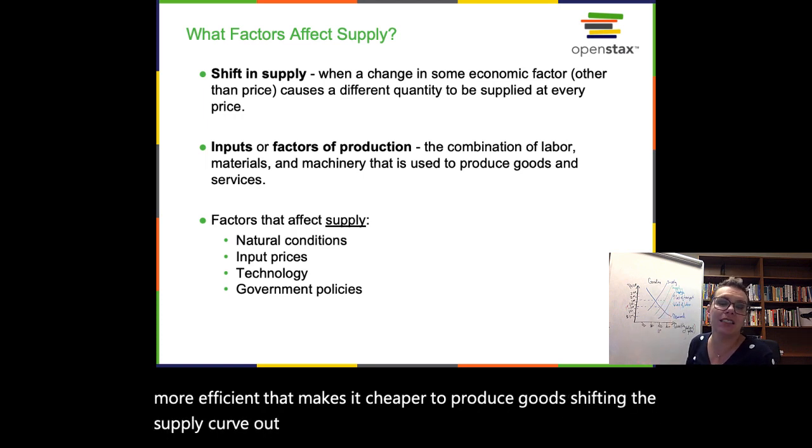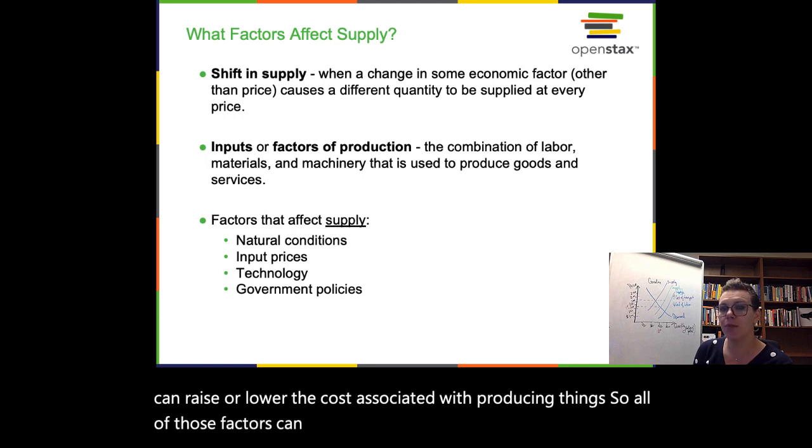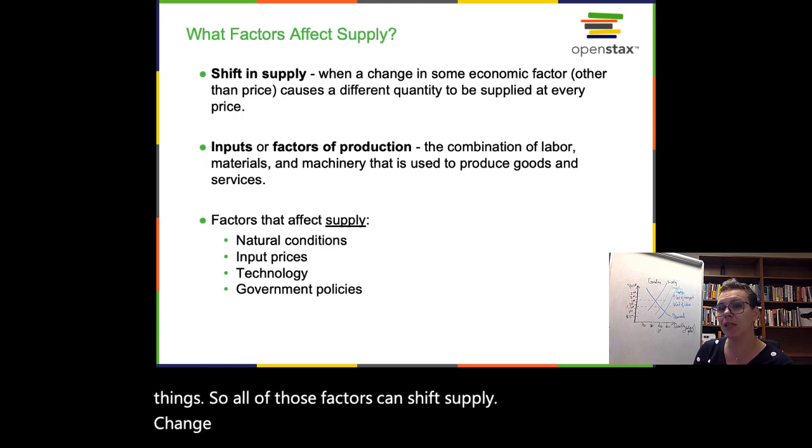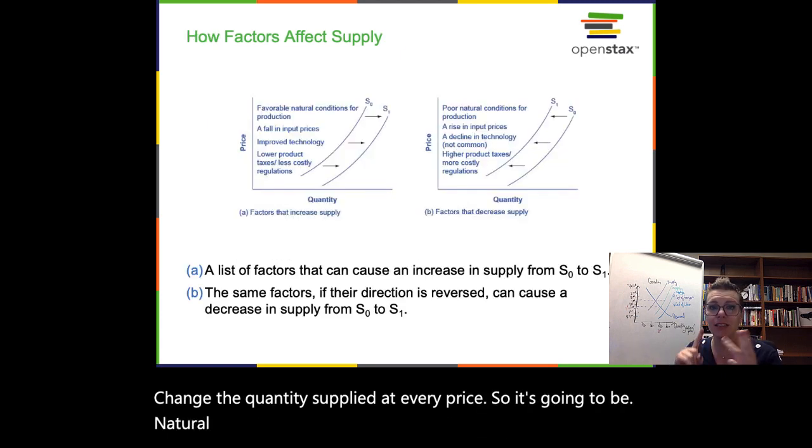And then government policies like regulations can raise or lower the cost associated with producing things. So all of those factors can shift supply, change the quantity supplied at every price. So it's going to be natural conditions, input prices, technology, and regulations.